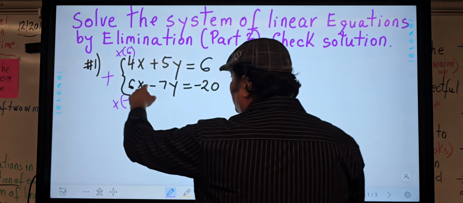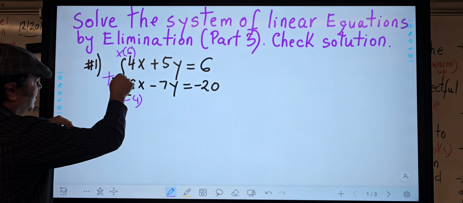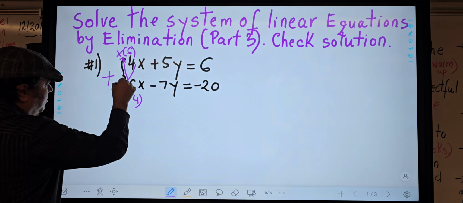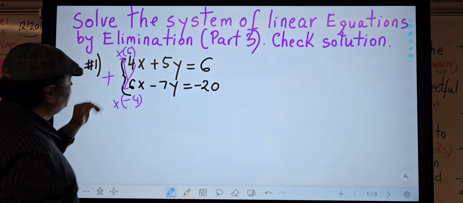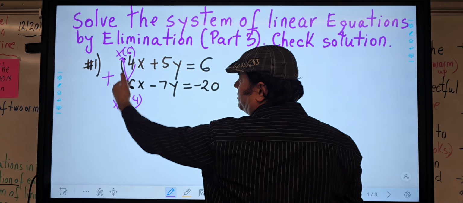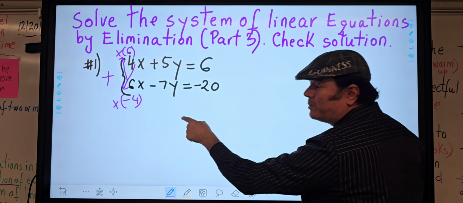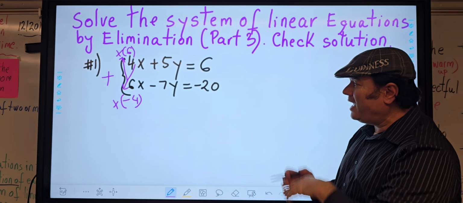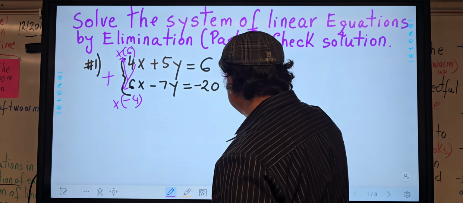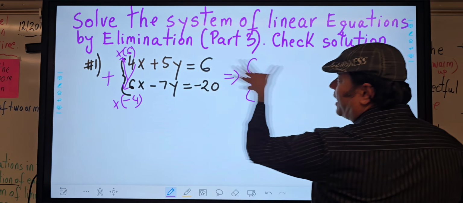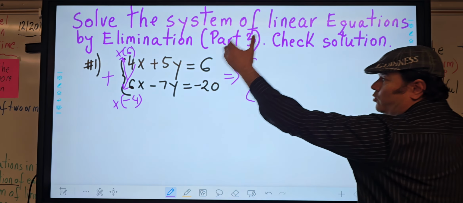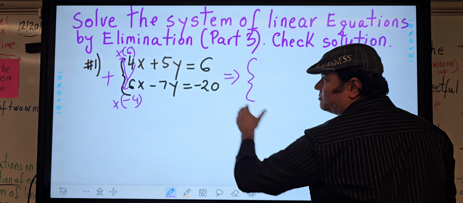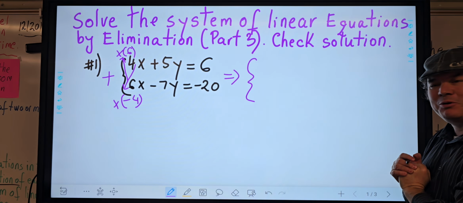So remember, we multiply by 6 at the top, and we multiply by 4 at the bottom. Okay? So we kind of switch them. But on the bottom, we need to multiply by negative 4 in order for us to be able to cancel that x. Okay? I hope I'm not too confusing there. But let's rewrite the system after we multiply by 6 at the top, all the terms, and negative 4 at the bottom, all the terms for both equations. And let's see what we have.